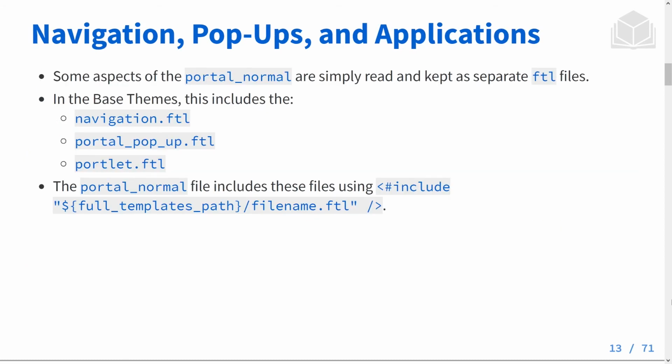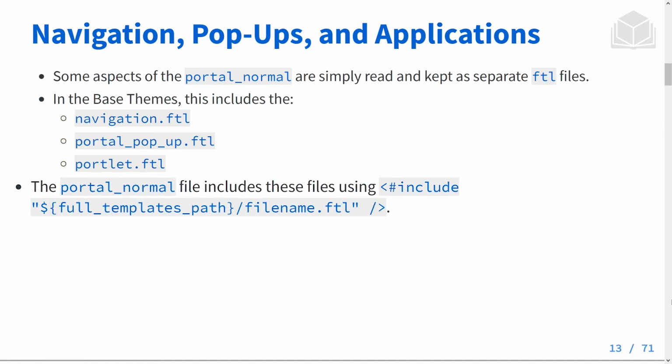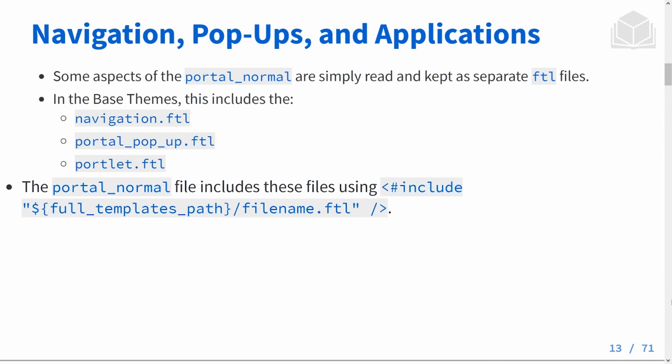Now, some aspects of the Portal Normal are simply read and kept as separate FTL files. Within the base themes, this includes navigation, portal pop-up, and the portlet FTL files. The Portal Normal file includes these files by using the #include and then the full templates path and then the file name FTL tag.